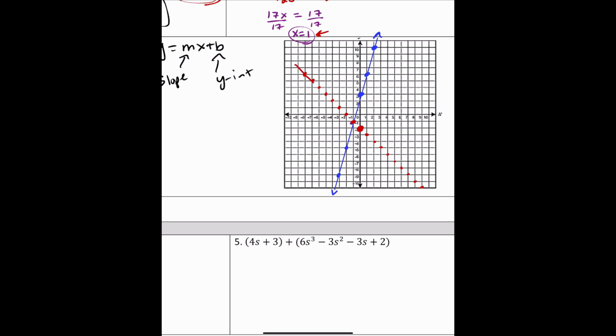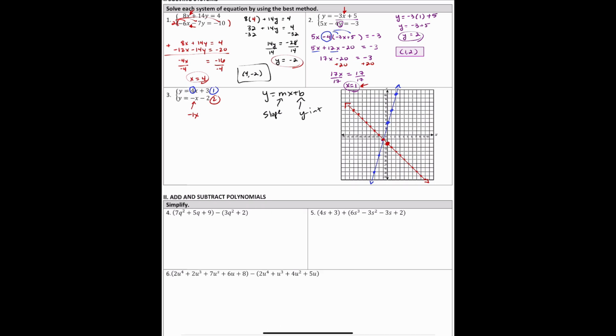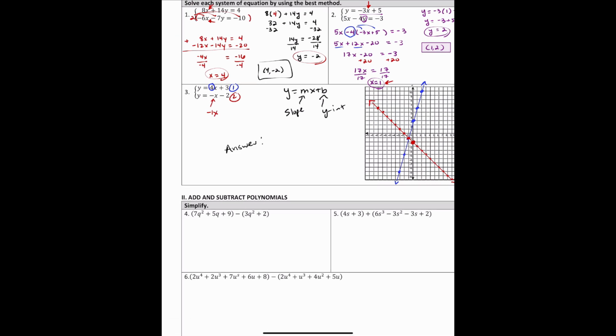So now with all these points, I can create a line and then figure out where these two lines intersect. Like, where do they have a common point? Well, the common point would be at negative 1, comma negative 1. So the answer is negative 1, comma negative 1.